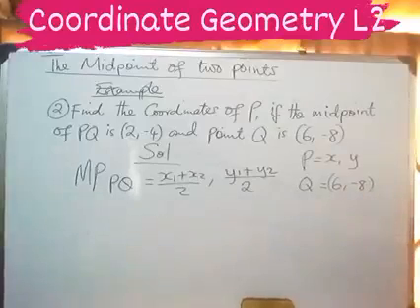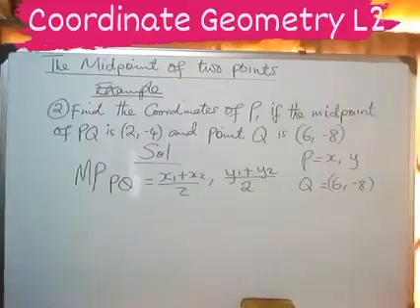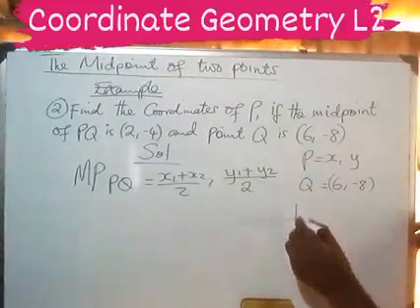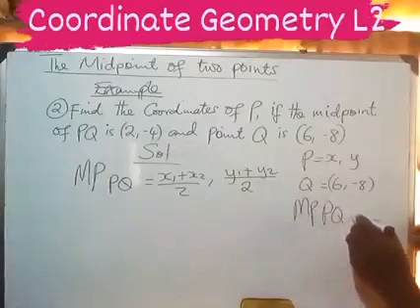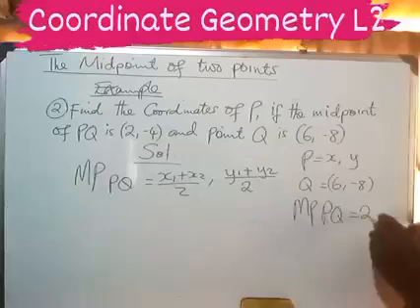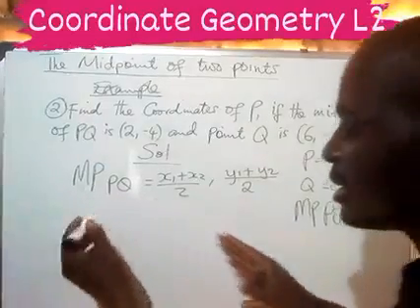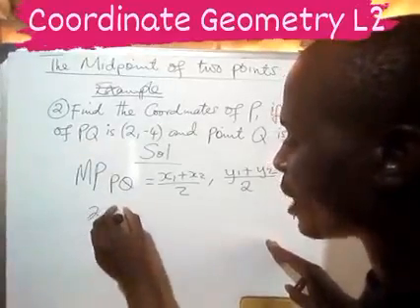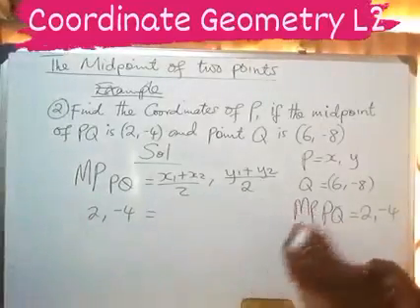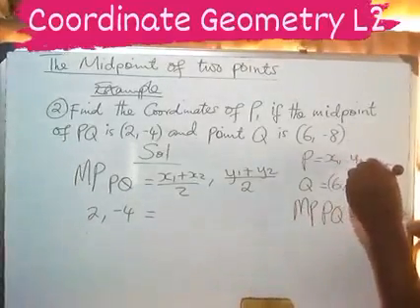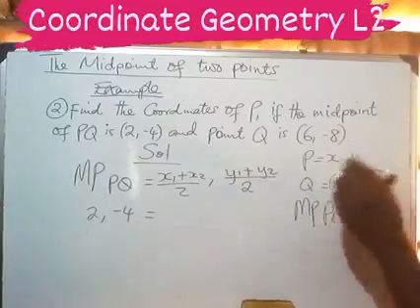Is it correct? Yes. Then the midpoint of PQ is also known as 2, negative 4. This means that where there is this, I'll put 2, negative 4, which will be equal to our x1 plus x2 over 2. This one will be our 1, this one will be our 1, this one will be our 2, this one will be our 2.